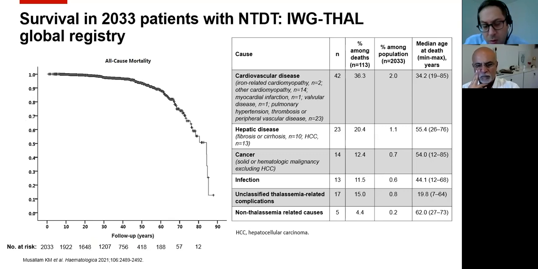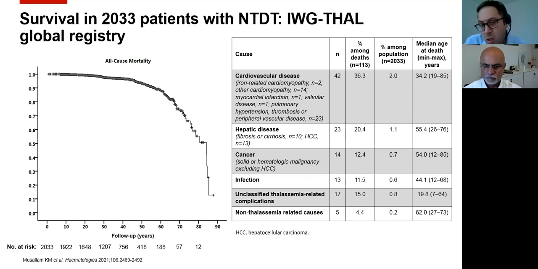But the most important piece of information that came out is that the leading causes of death were clarified, and that included cardiovascular disease. But mind you, that's not the typical iron-related cardiomyopathy. Actually, only 2 patients died from iron-related cardiomyopathy. Most of it was related to pulmonary hypertension, thrombotic disease, so under the umbrella of vascular disease, not necessarily iron-related heart failure, for example. And the second leading cause of death was hepatic disease, fibrosis, cirrhosis, and HCC.